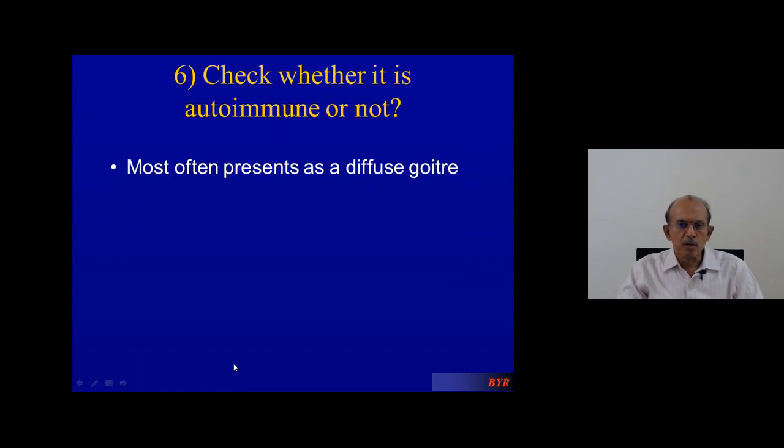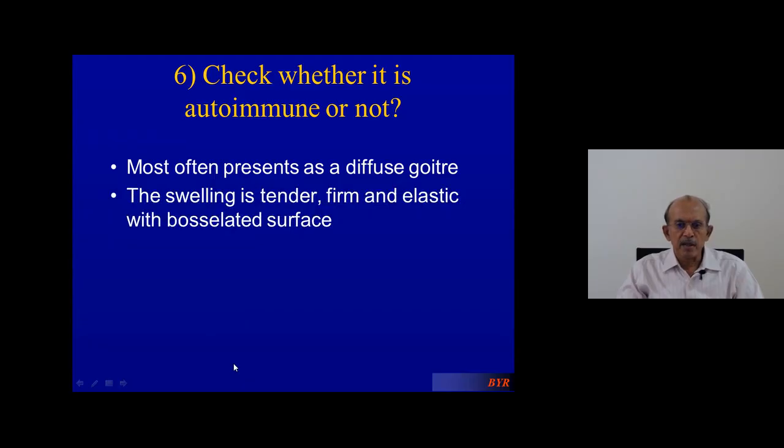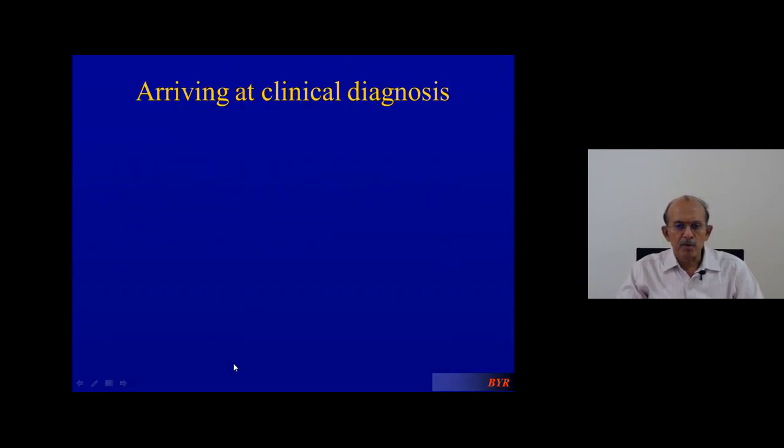Then check whether it is autoimmune or not. Autoimmune thyroid goiter presents as a diffuse goiter. The swelling is tender, firm, and elastic with a bossellated surface, usually associated with hypothyroidism.